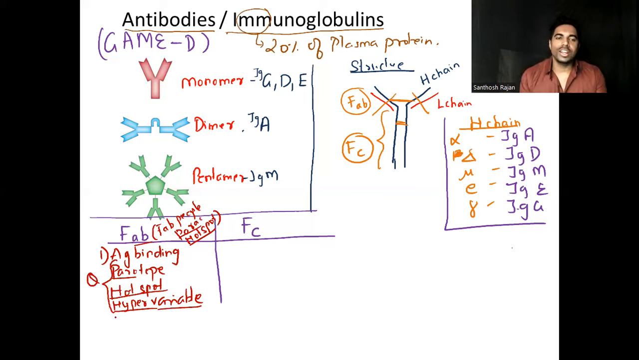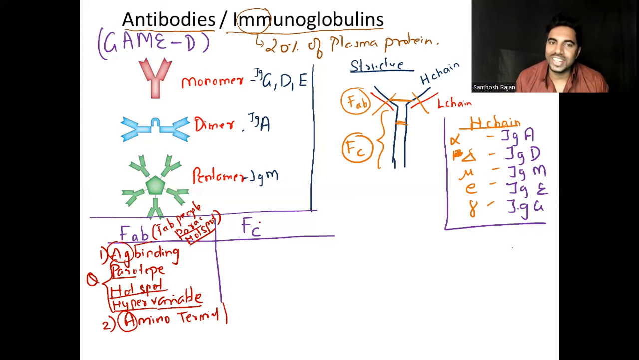And another A, it is called amino terminal. A for amino terminal. This is also a question asked. Amino terminal. Okay. A for A, amino terminal. Very simple. AG binding, because Fab means antigen binding. That's what antigen binding is. Part of the hotspot fiber.